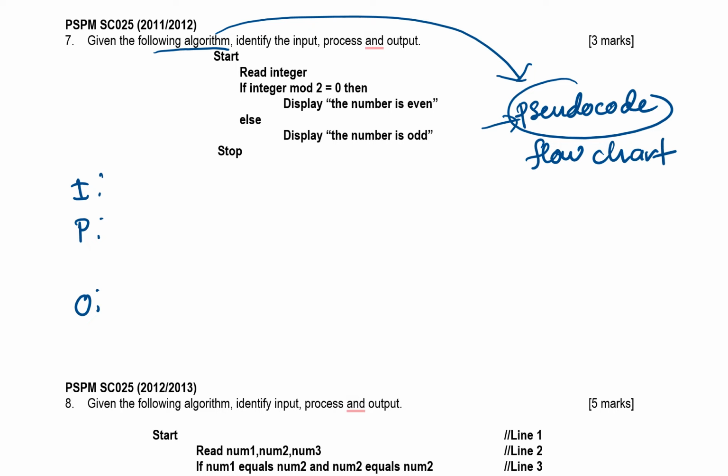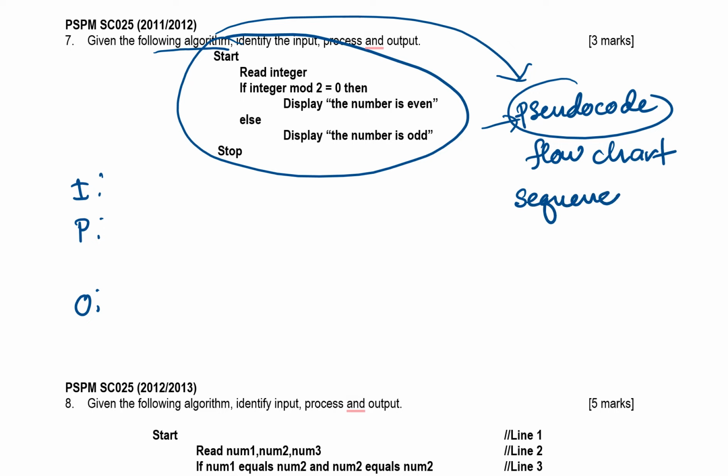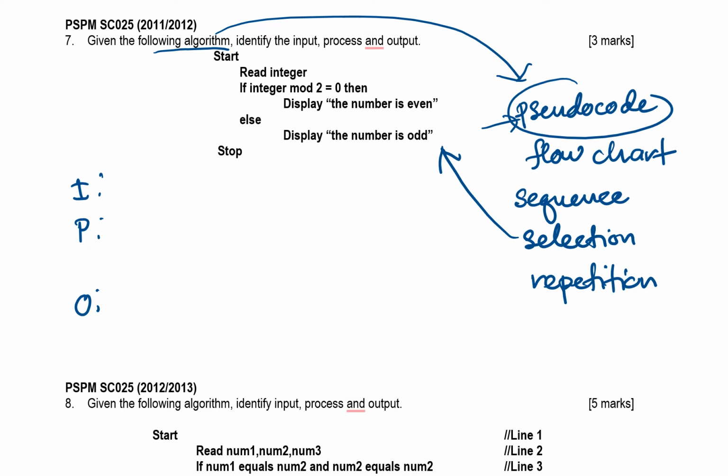Alright, based on the pseudocode here, this is a selection control structure. There are three types of control structure: sequence, selection and repetition. How could I know this one is a selection control structure? Because there is a condition in this pseudocode. So this is the condition.